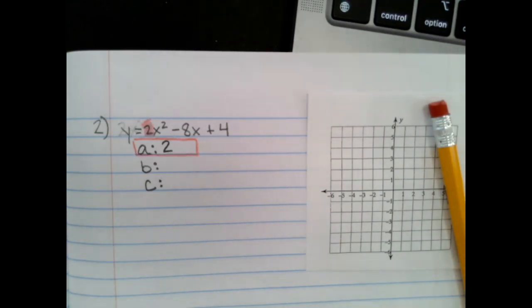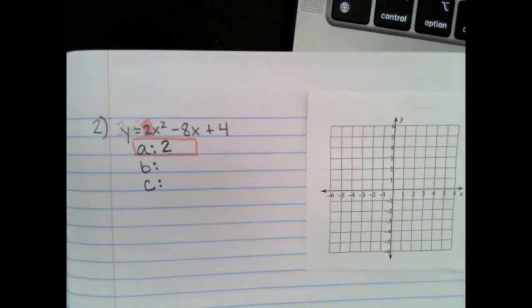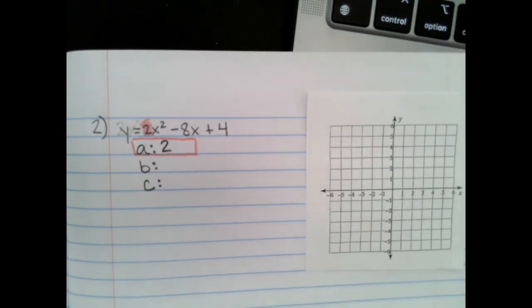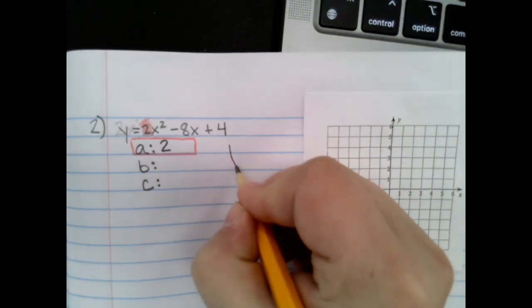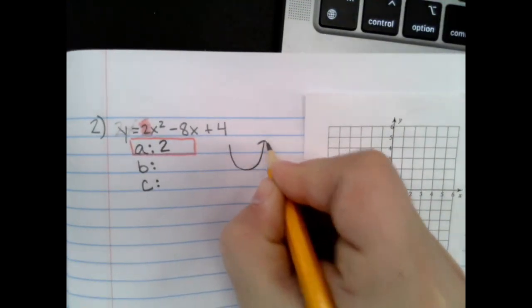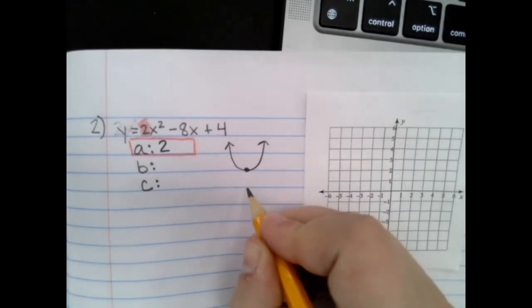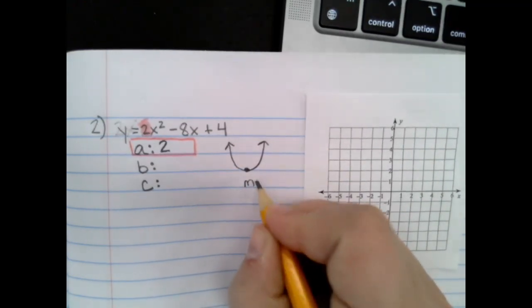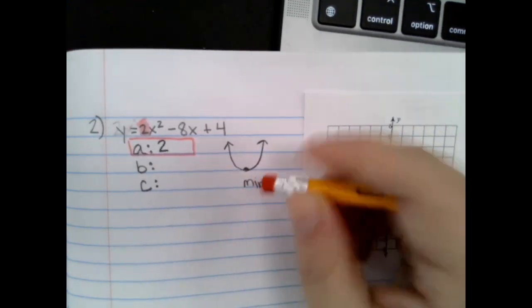So before I even fill out the rest, is this going to be a happy face or a frowny face? If A is positive, is that a happy face or a frowny face? Happy face. So if it's a happy face, is this going to be a minimum or a maximum? Minimum, because it hits that bottom and then it goes back up. I'm going to just write min next to it for minimum.